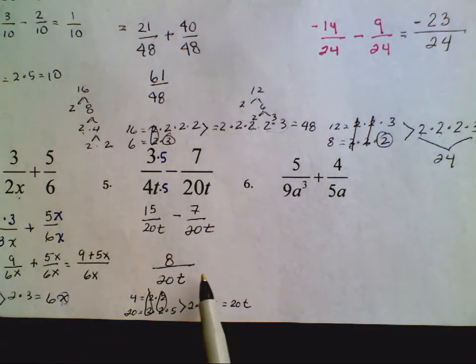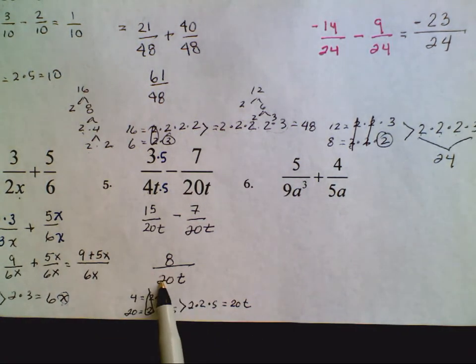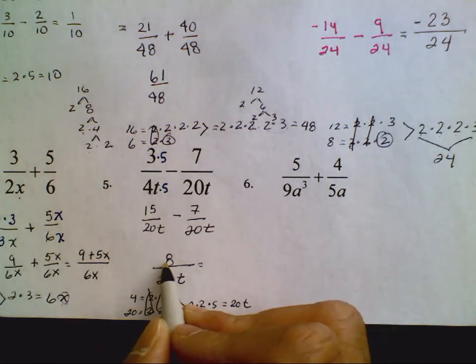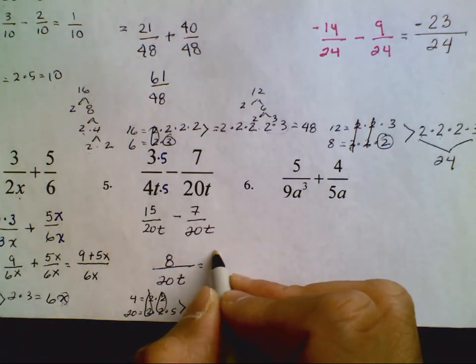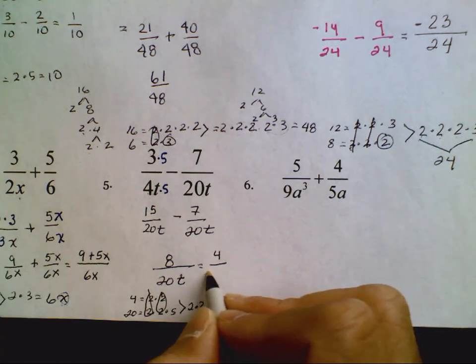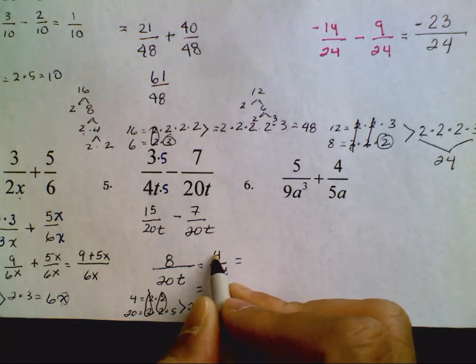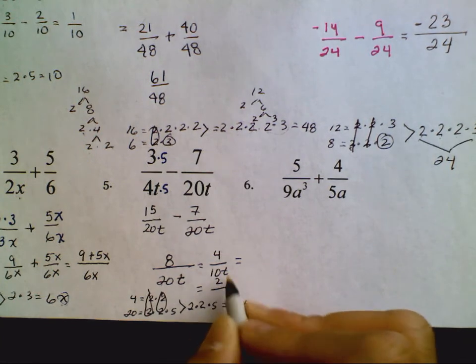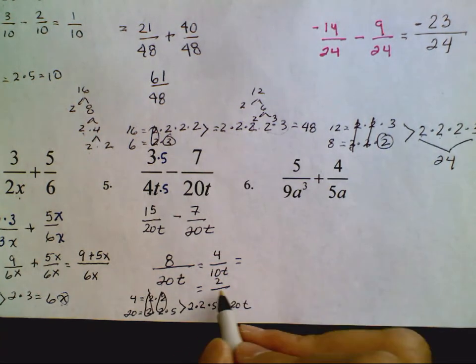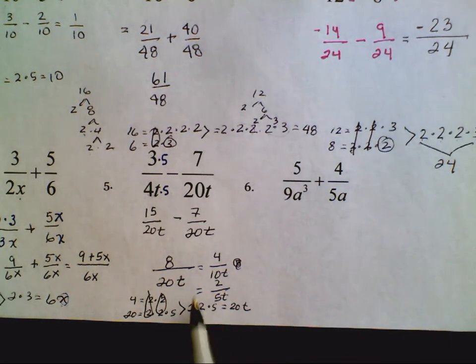I can simplify this fraction. 8 over 20t: 8 divisible by 2 is 4, 20 divisible by 2 is 10t. We can continue simplifying. 4 divided by 2 is 2, and 10 divided by 2 is 5t. And this will be my solution.